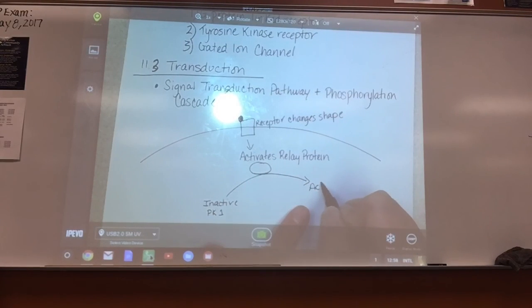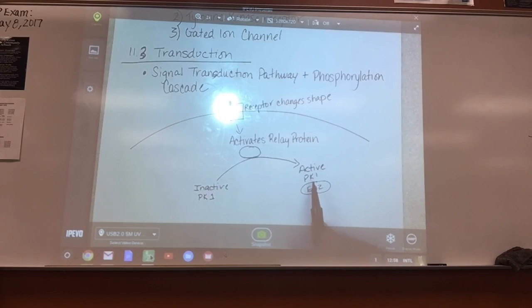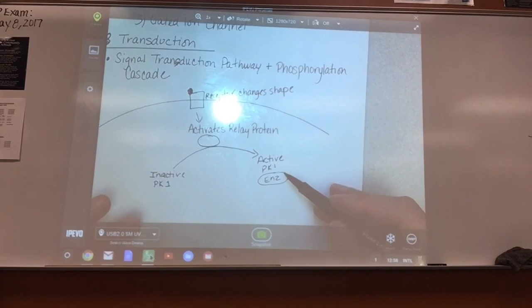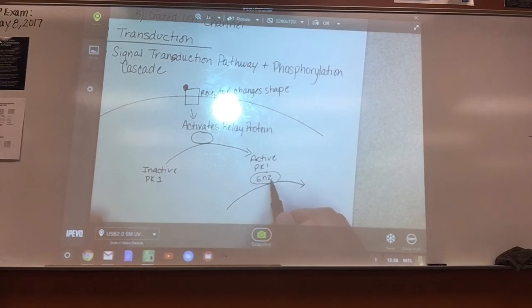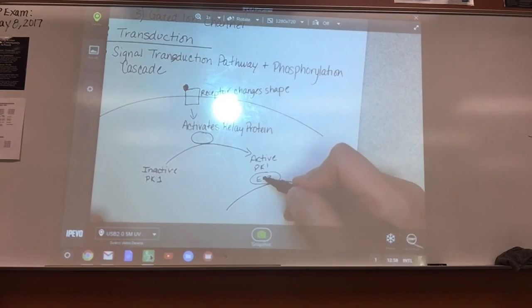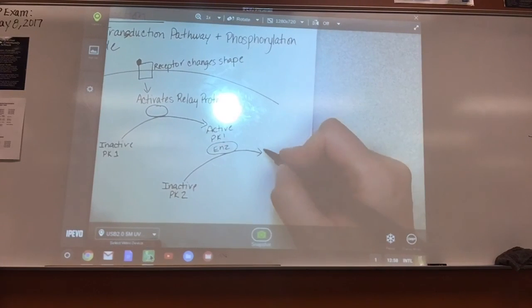No, the signal is often amplified. So I'm going to put here many steps allow the signal to be amplified. What does that mean? Your relay protein doesn't activate just one enzyme. It activates many enzymes. And then each one of those activates many. And so on and so forth, so that at the end you get a big response from one signal molecule. Right? Does that make sense?